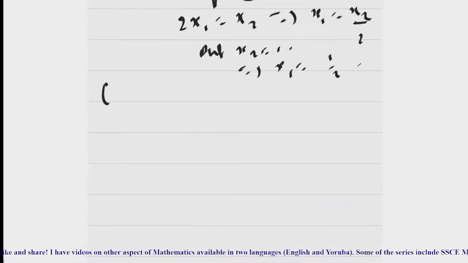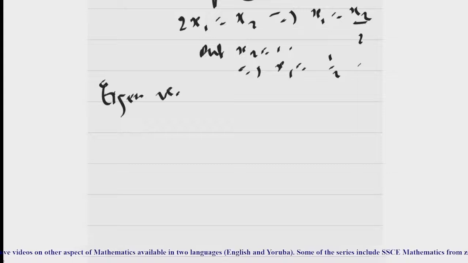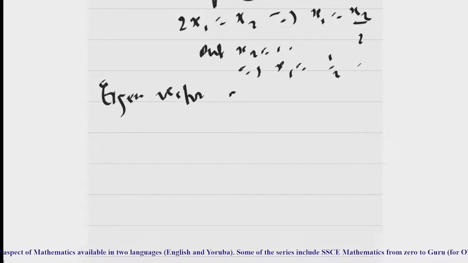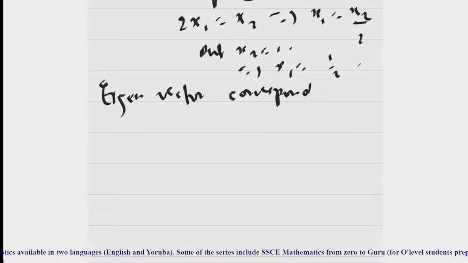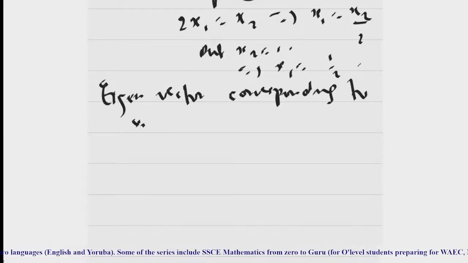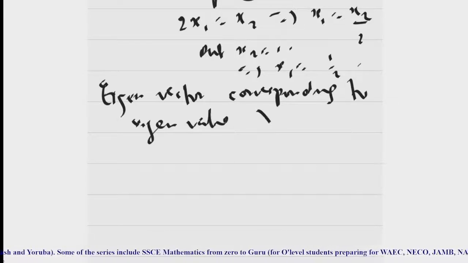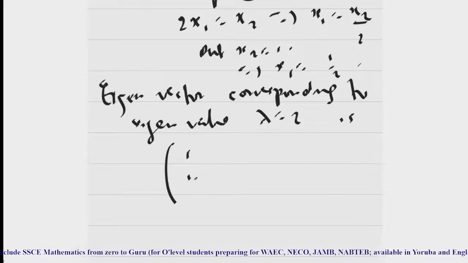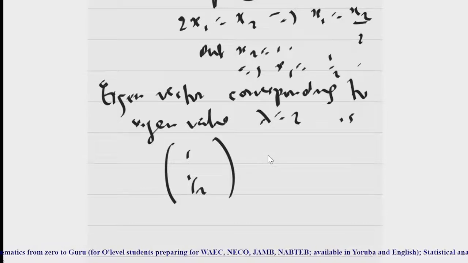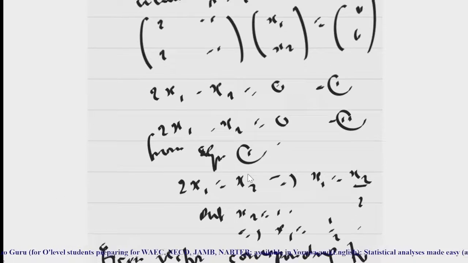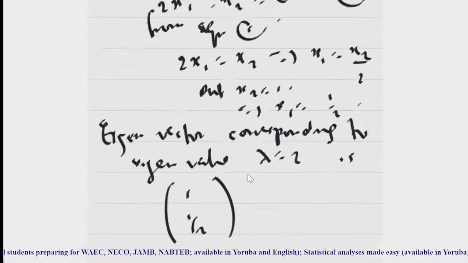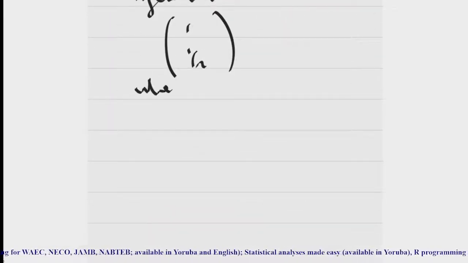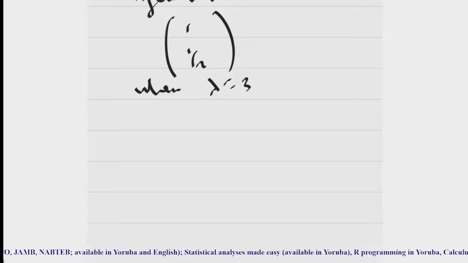Then you now conclude by saying the eigenvector corresponding to eigenvalue lambda is equal to 2 is 1, 1 divided by 2. I hope you understand now. You've done that for the first one. So for the second one, you do that too. When lambda is equal to 3, so what are you going to do after that?